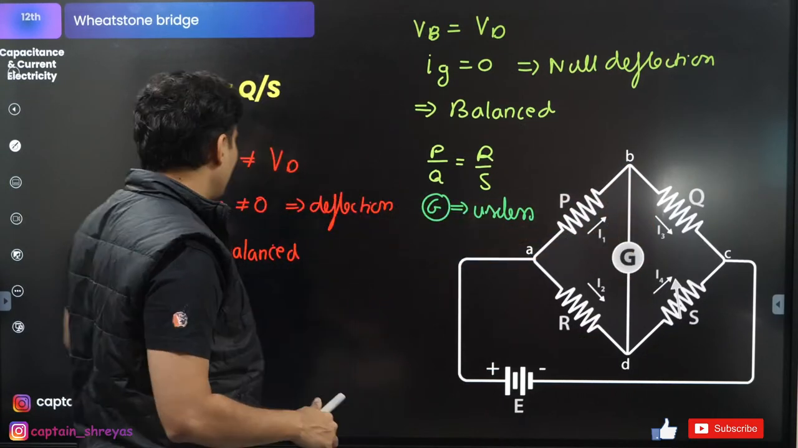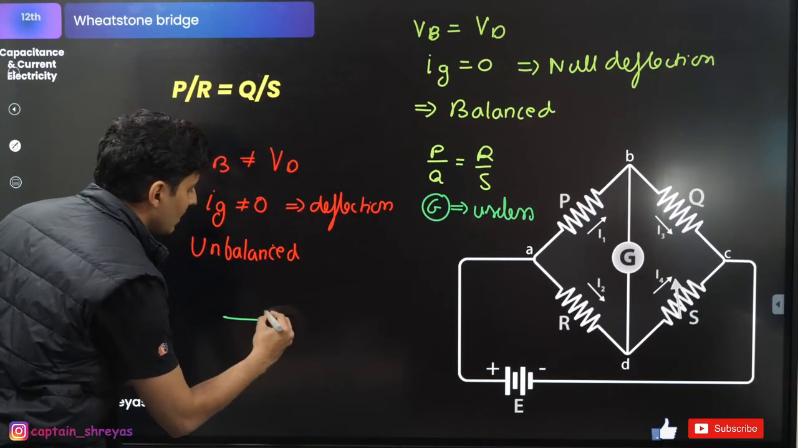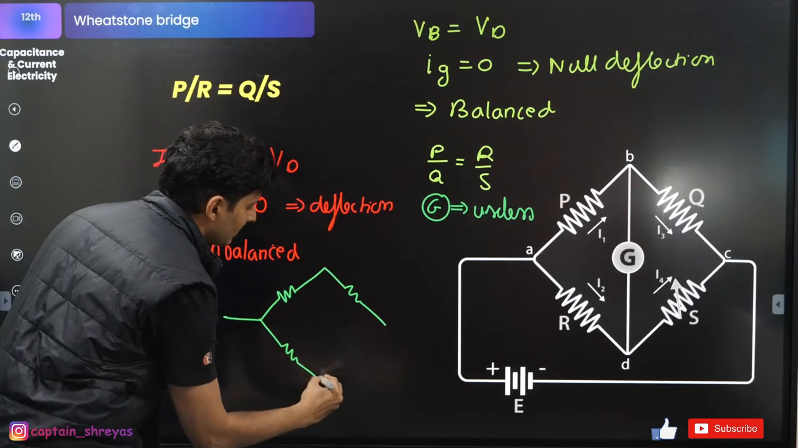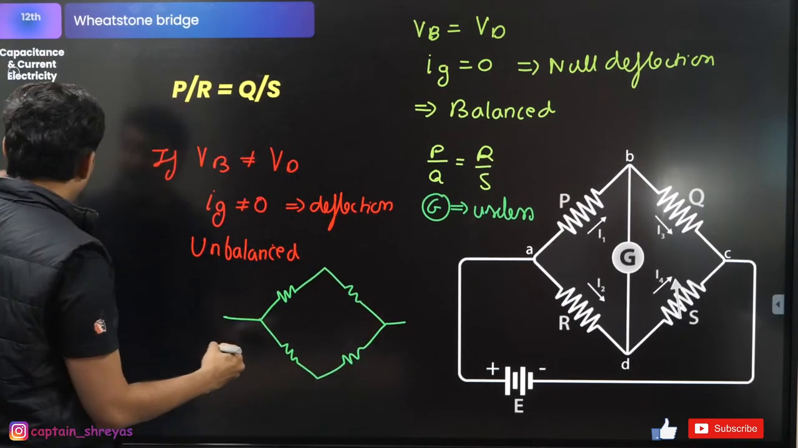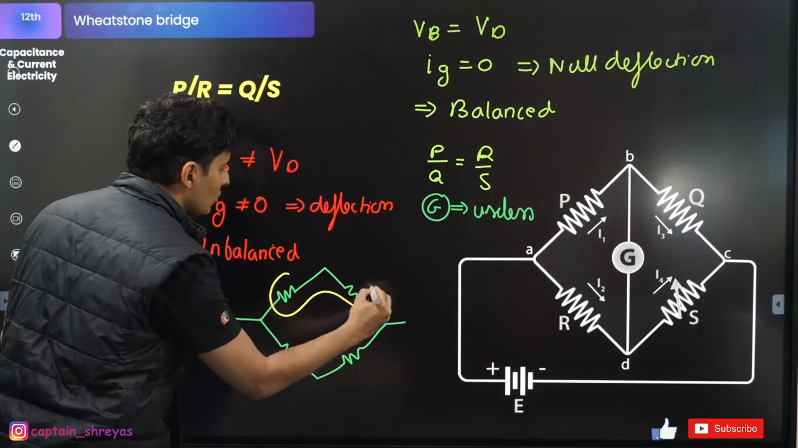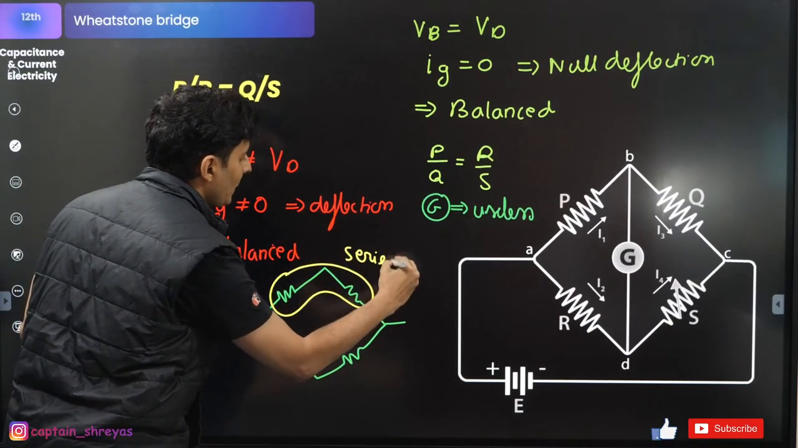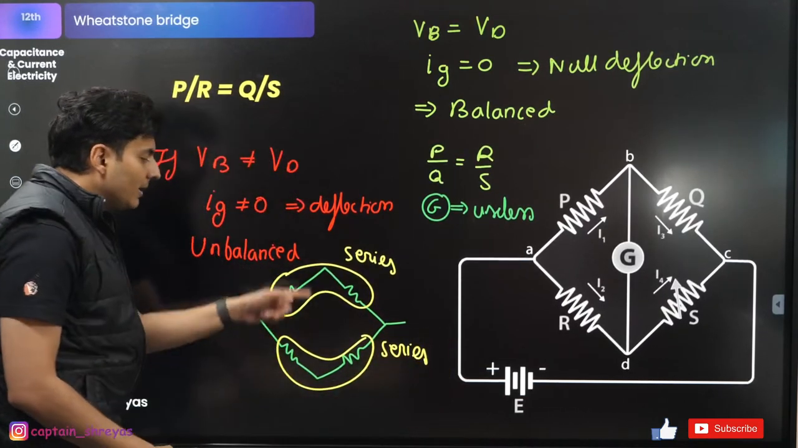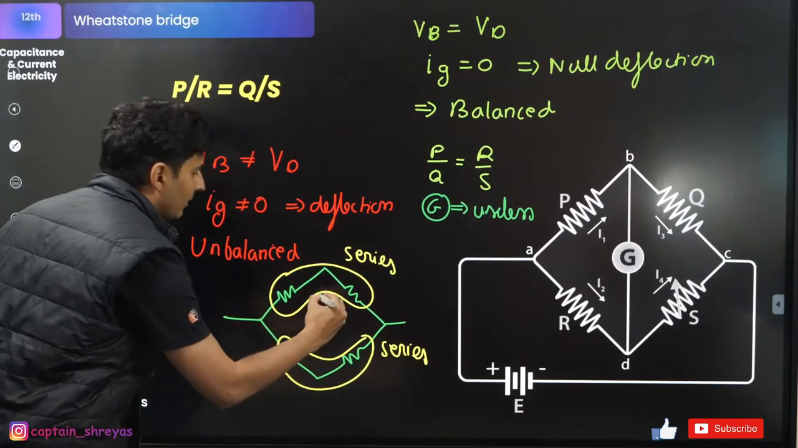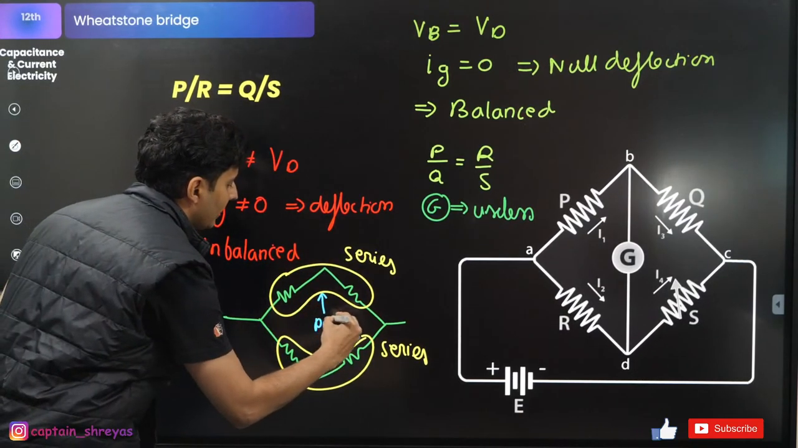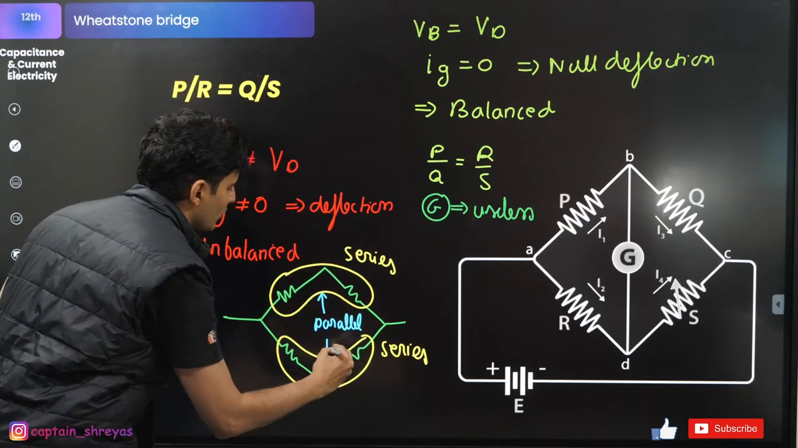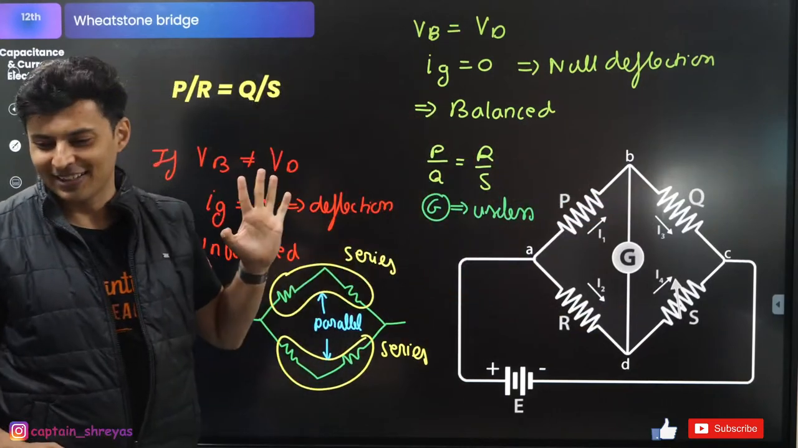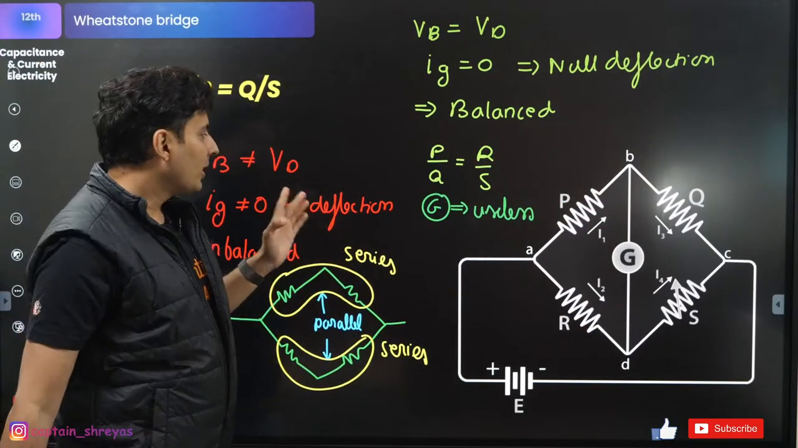Can be completely forgotten. So that's why you will see the circuit will just boil down to this resistance and this resistance. That's it. Where you will notice these two are in series and these two are also in series, and their combination is now in parallel. This one is in parallel with this one. So you can solve it in a very easy manner. These two in series and their combination in parallel. That's what it is.